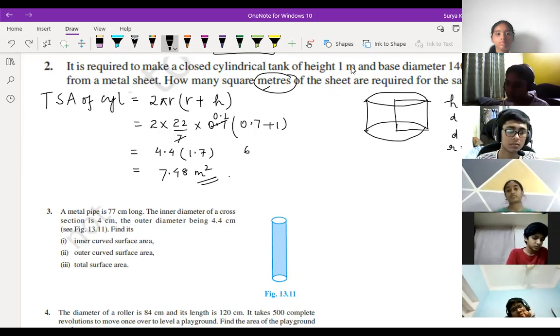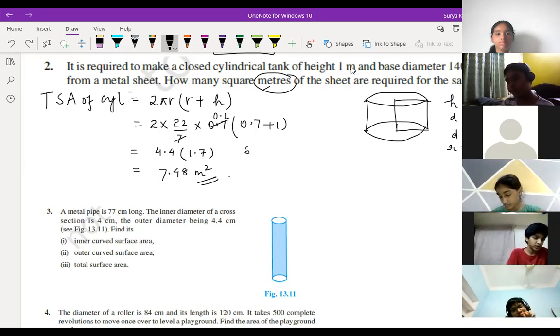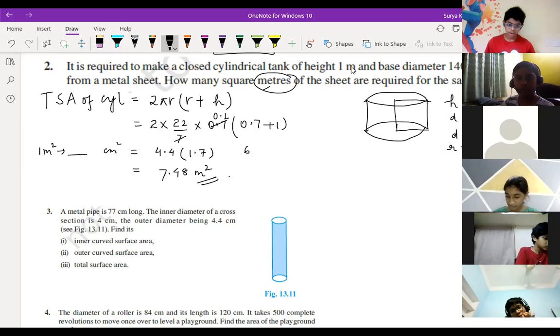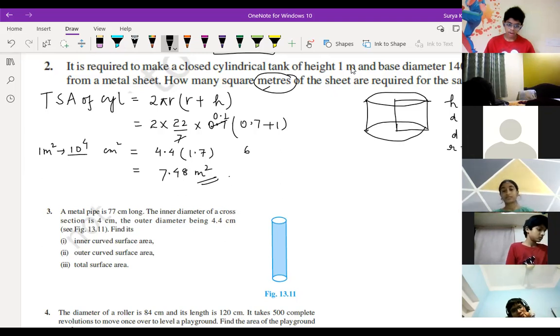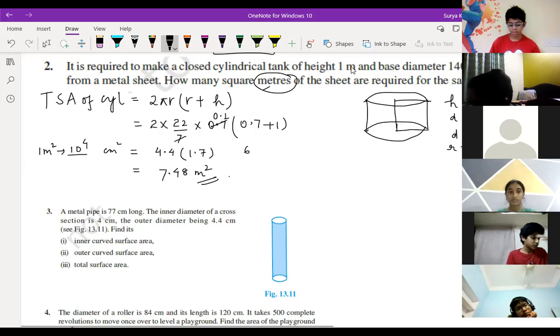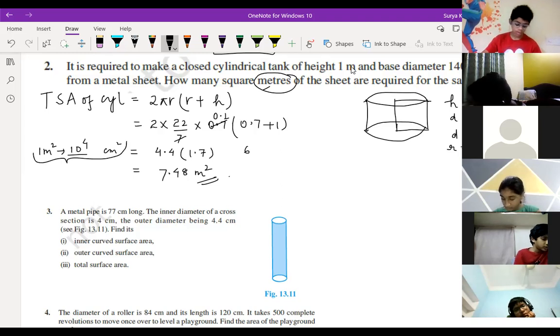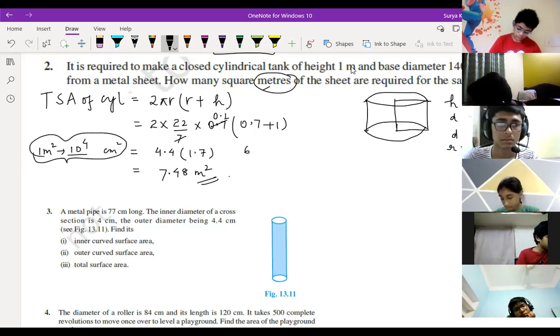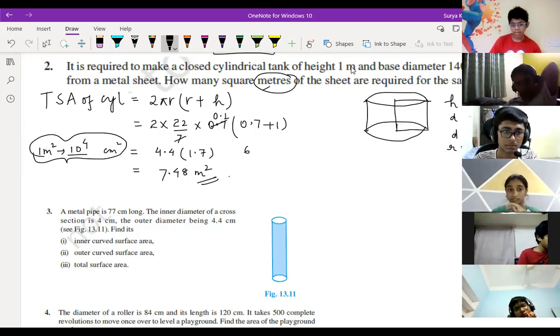Sir, 1 meter square into centimeter square is 10,000 centimeters square, right? Yes, it's 100 into 100, 10 to the power 4. And 1 meter cube will be 100 into 100 into 100 centimeters, 10 to the power 6. Anyone having doubt till here, children? If you find it in centimeters, you can convert it to meters square also.